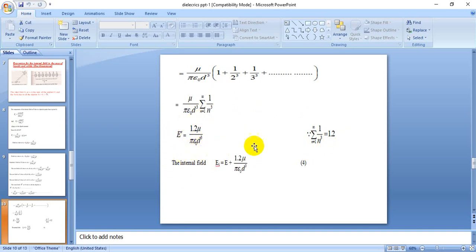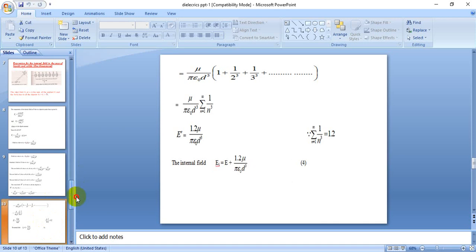Now the aim is to find the internal field. I told you the internal field is nothing but the applied field plus the field due to all the dipoles. The field due to all the dipoles is 1.2 mu divided by pi epsilon naught d cube, and the applied field is capital E. So that is the final result we have written.